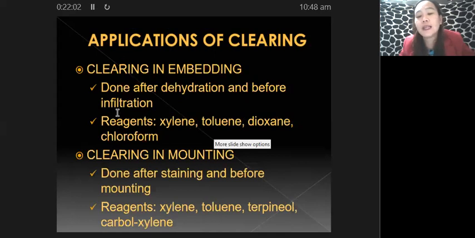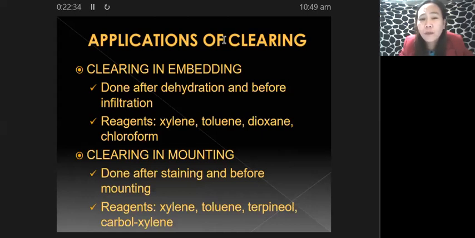First, let us discuss clearing in embedding. This is performed after the dehydration process and before the infiltration process. The reagents that can be utilized in clearing in embedding are the following: xylene, toluene, dioxane, and lastly, chloroform.